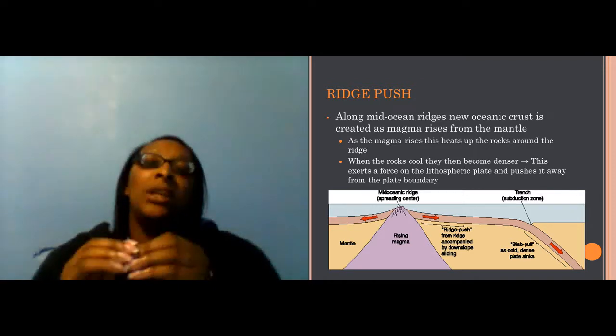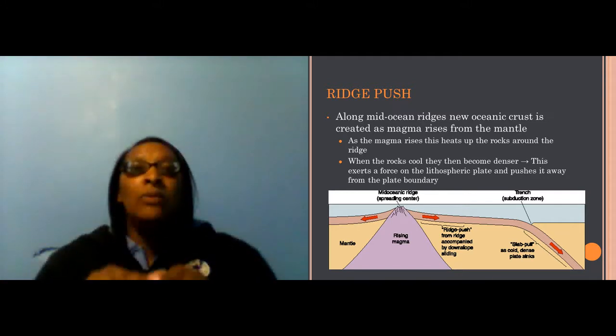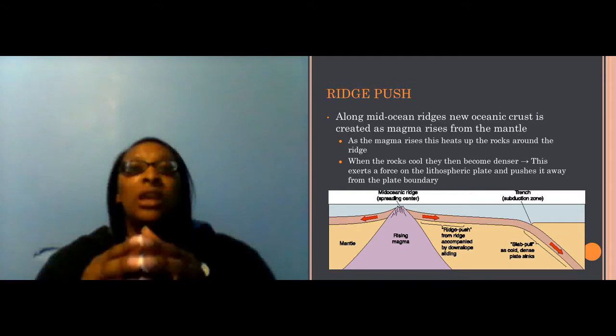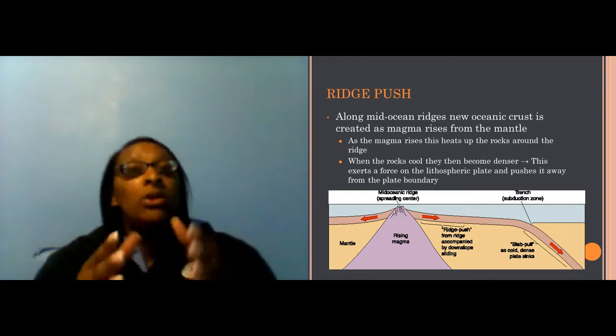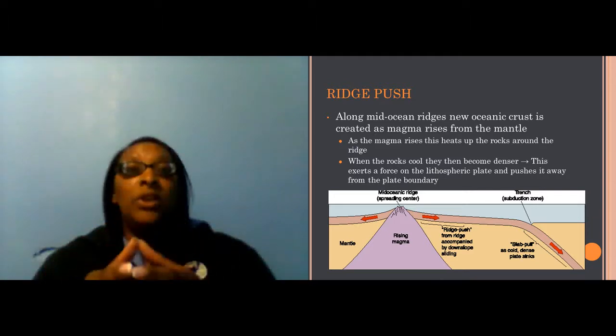All right, so we're looking at the ridge push. Now at this point you have a ridge push. And a ridge push, it says along mid-ocean ridges, new oceanic crust is created as magma rises from the mantle. So right there at that divergent plate, it is creation of the new ocean floor.